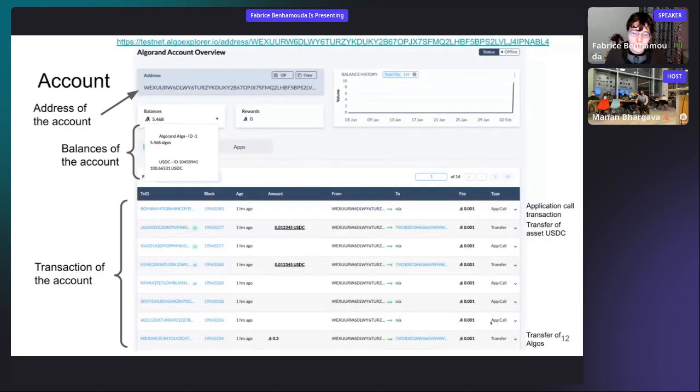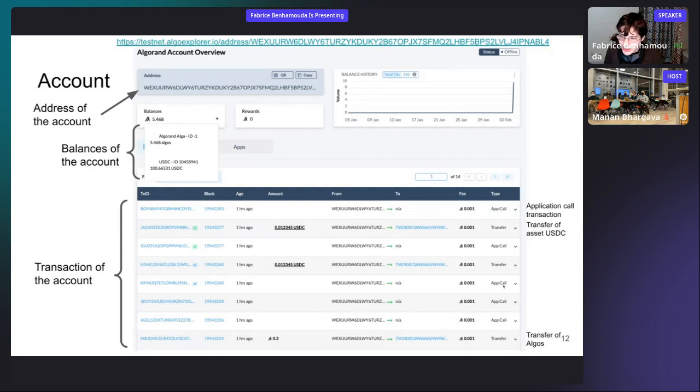So if you look at a Block Explorer, which is how you read the blockchain, here it's one of the Algorand Block Explorers, an account looks like this, where you have an address, you have the balances. An account can have multiple tokens, not just its own token, and you can see the transactions that happen. For example, you can see on the right the transfer of algos. So this is a transaction sending 0.3 algo from this account to some other account.